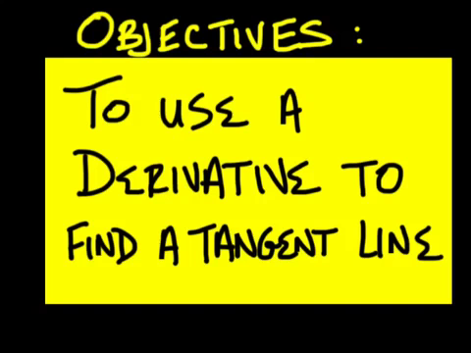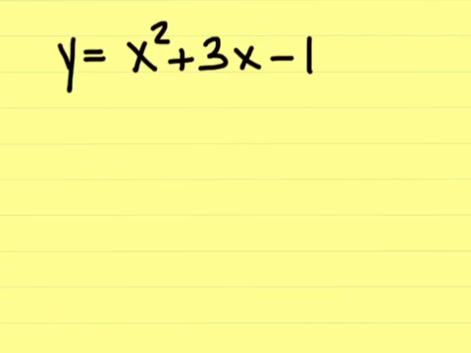For today, we want to use a derivative to find a tangent line. Here's an example. The function is y equals x squared plus 3x minus 1, and we want to find a tangent line at x equals 2.